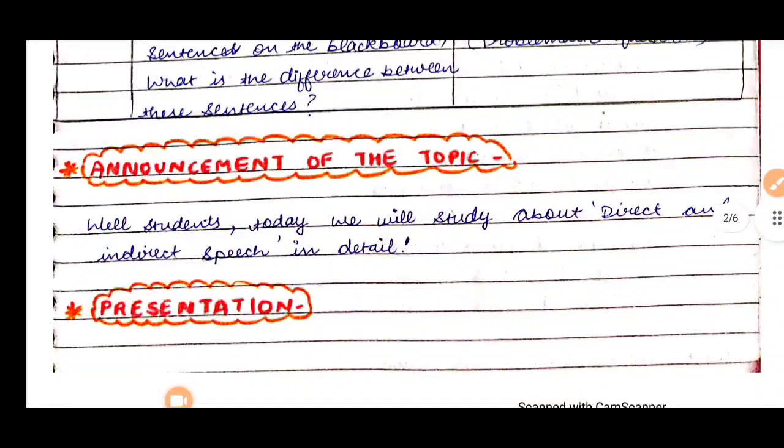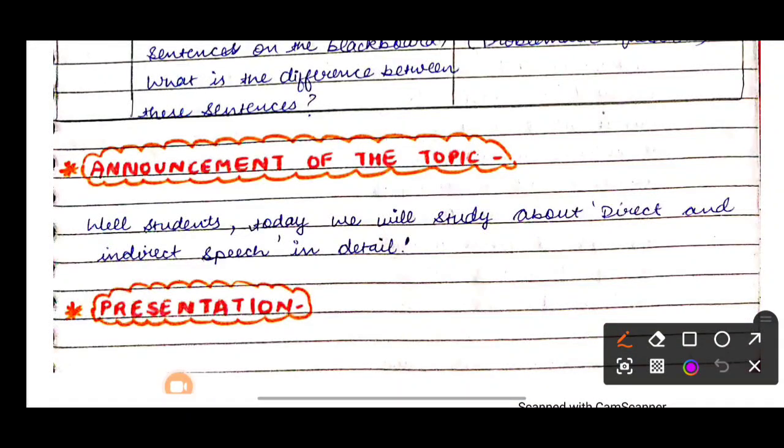So the next heading comes announcement of the topic. Here we are going to announce the topic. Well, students, today we will study direct and indirect speech in detail. Then our next heading comes presentation.